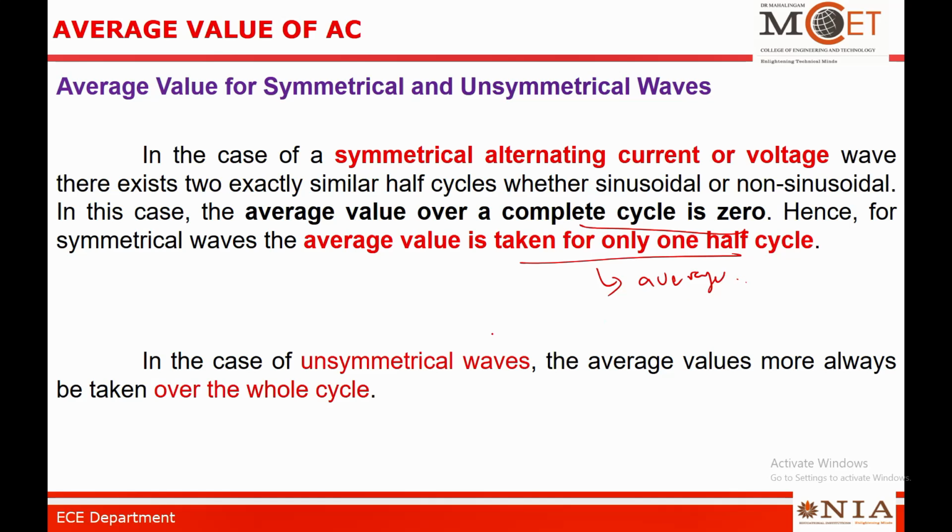In the symmetrical way, you are going to consider one half cycle only, not a complete cycle. Whereas in the unsymmetrical way it is directly opposite: we consider the whole cycle, not a half cycle. This is the difference in the average value of symmetrical and unsymmetrical waves.